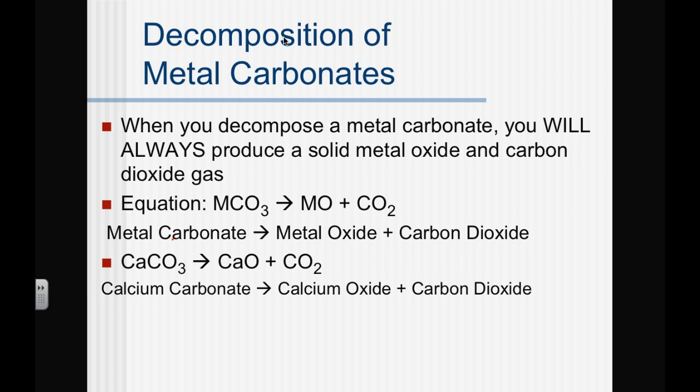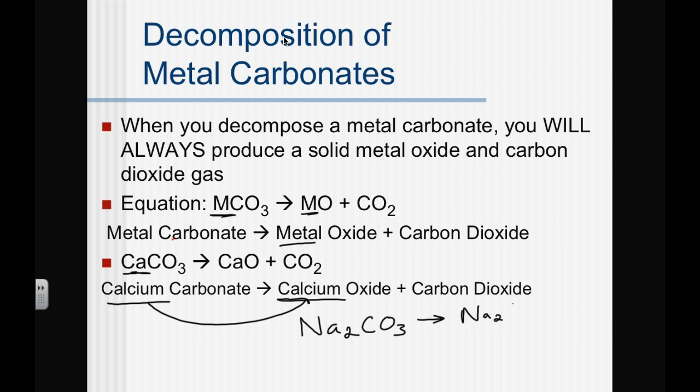Again, I have calcium carbonate, and so my metal in this case is calcium. And so I make a metal oxide, so I put calcium oxide plus carbon dioxide. If for some reason I had sodium carbonate, it would be sodium oxide plus carbon dioxide. And that is actually already balanced, so that works out. So again, you take whatever the metal is, and you make that metal oxide plus carbon dioxide.